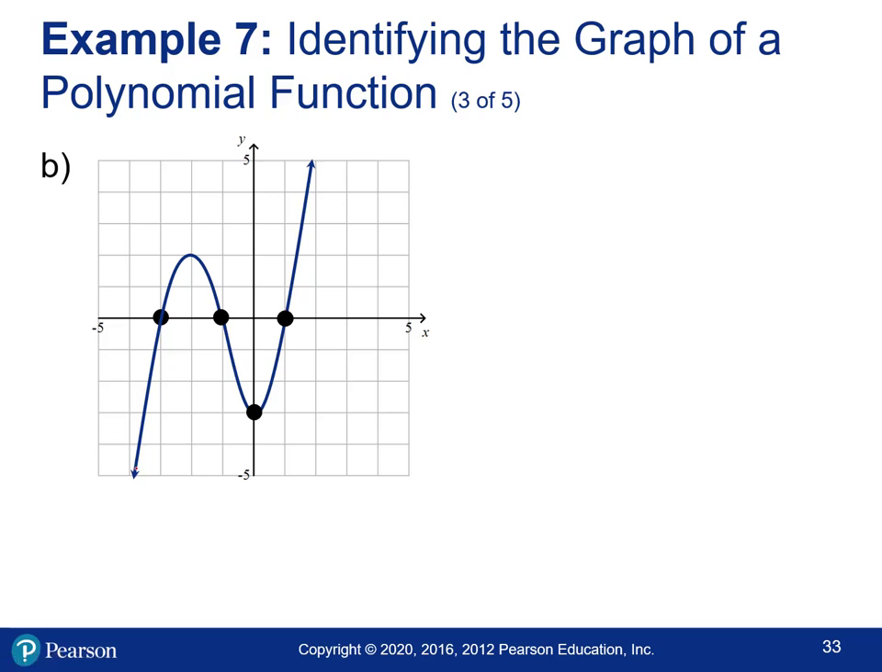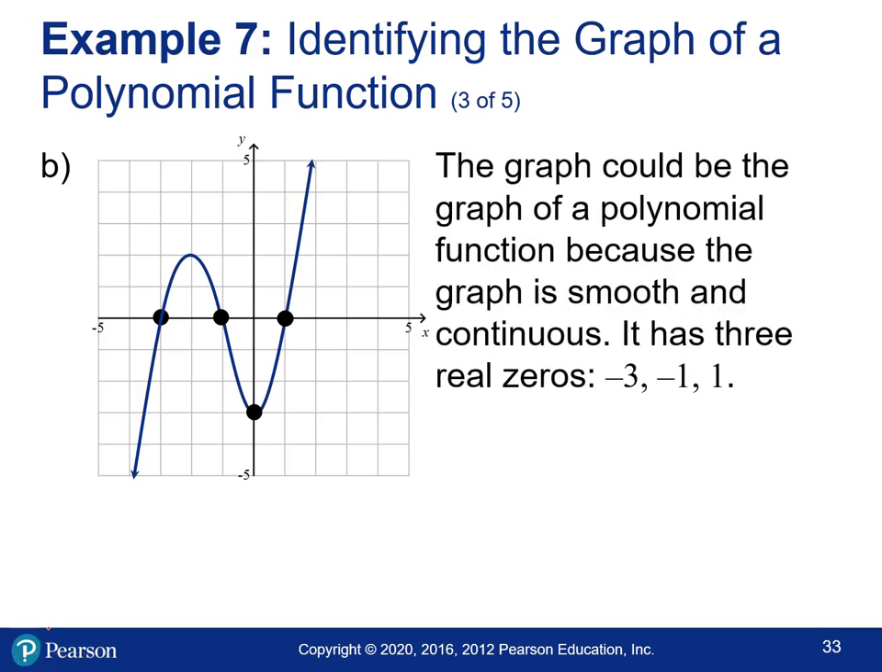How about this one? Smooth curve, continuous curve. Yes, this one is a polynomial function. So now that we know it is, we have to find the zeros, and they're here. So this is at -3, -1, and 1. Okay, so we got 3 zeros.